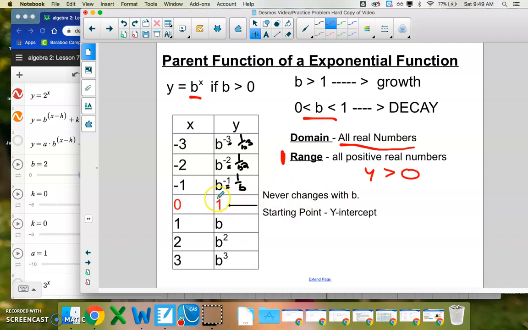We're going to see that the starting point is always going to be 1 unit away from your horizontal asymptote when there's no dilation factor at all. So when there's no a value in front, this starting point will always be 1 unit on the y-axis away from the x-axis. So we'll always be going up. And then it's just b squared, b cubed. So there's always going to be a pattern to it.